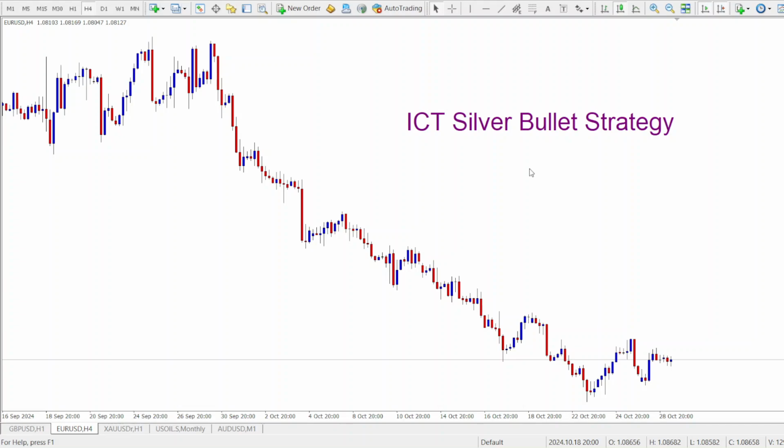This strategy is all about identifying high probability areas in the market where price is likely to make a significant move. It's particularly useful in intraday trading, giving you clear signals on when and where to enter and exit.